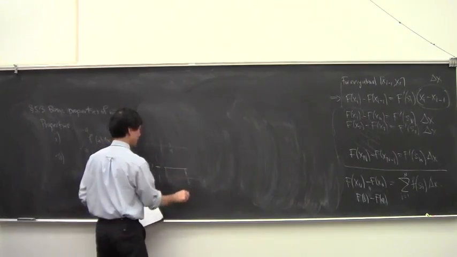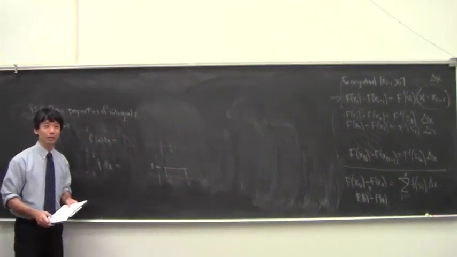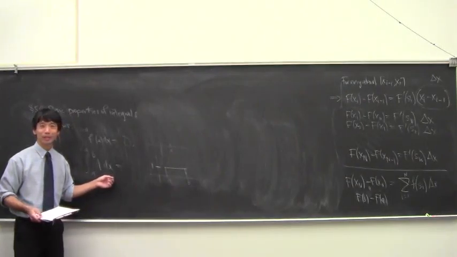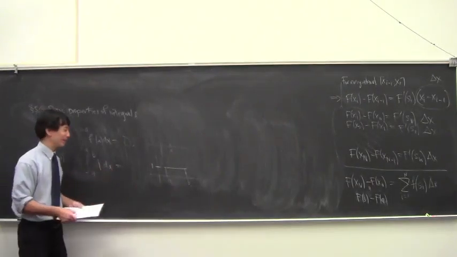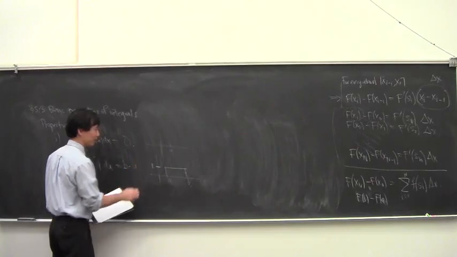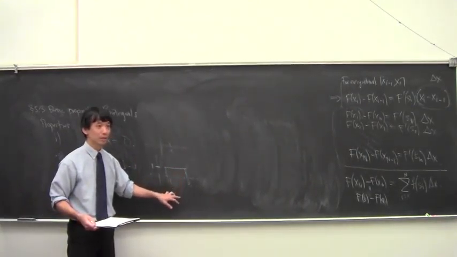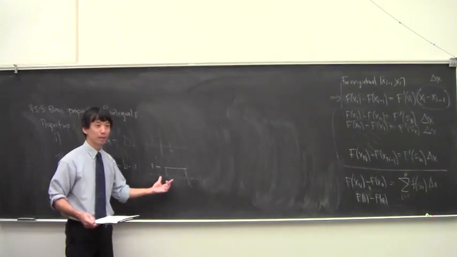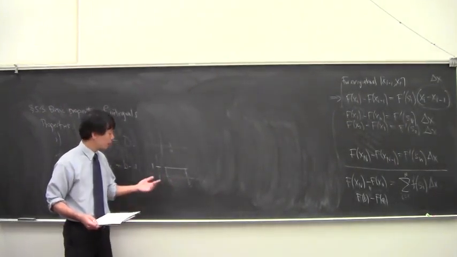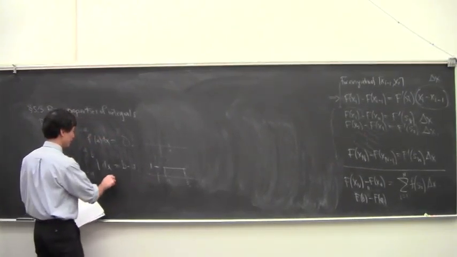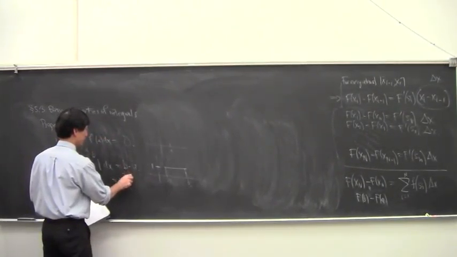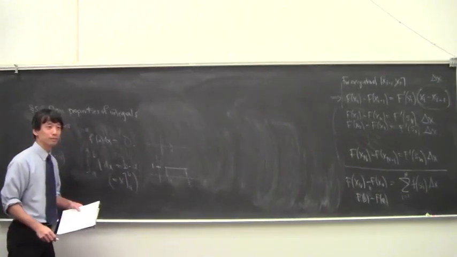The integral from a to b of 1 is what? B minus a, right? Because you're going to get the area of this block, and the area of this block is b minus a. Question? Can't you also think of it as the antiderivative of 1, which is x? You could, yeah. You could say it's x evaluated between a and b, which is the same thing.